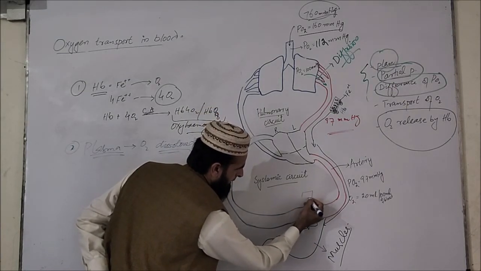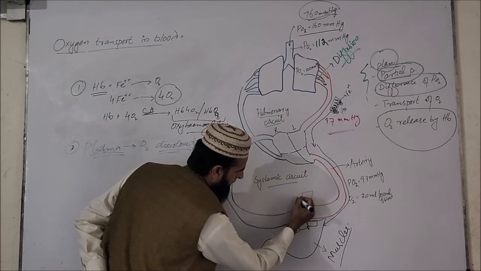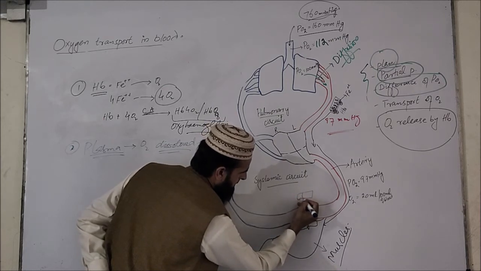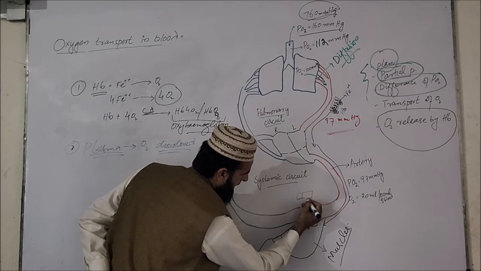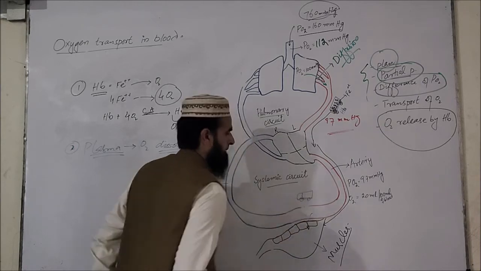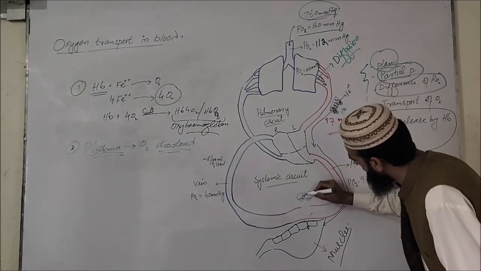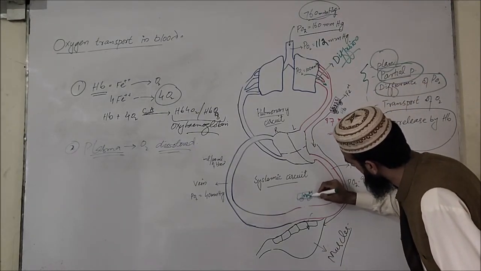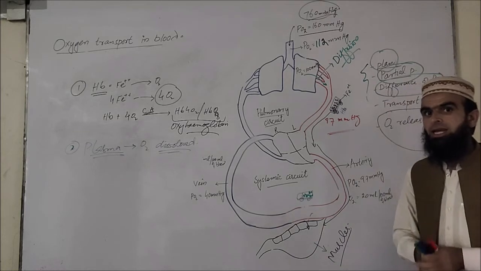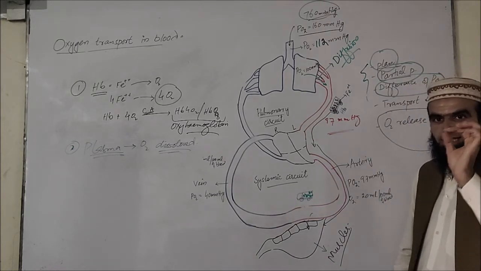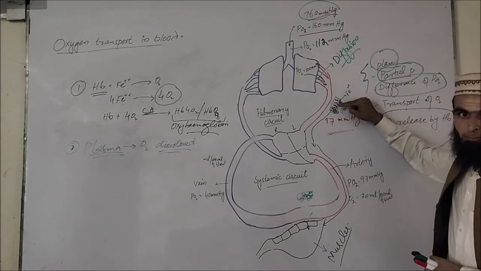So what happens here? This is the bus which has reached here. This is the bus which has reached over here. Okay, so what happens here? Here there are 4 seats and 4 oxygen atoms, 4 oxygen molecules. Another very important concept regarding this example.